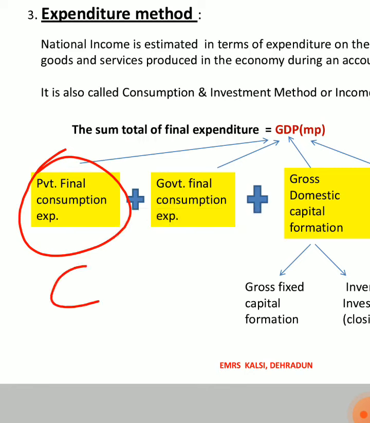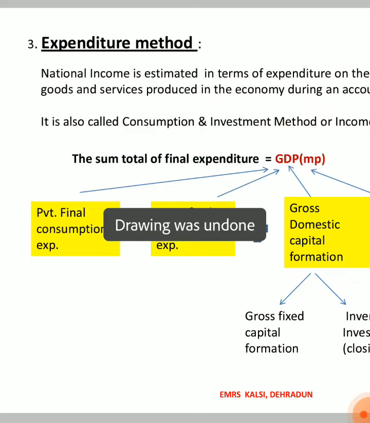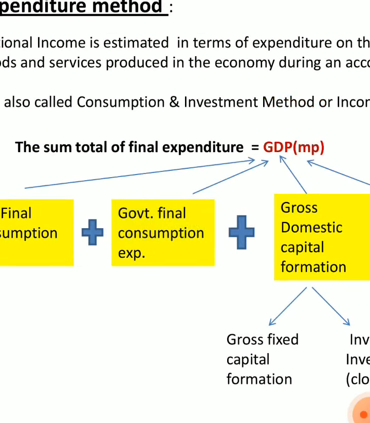So this C, the private final consumption expenditure, is the expenditure incurred by the households, the persons, for personal consumption, for household purposes, like food items and clothing items. These expenditures will be counted in this aggregate, private final consumption expenditure.